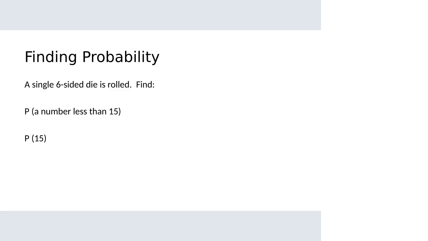A single 6-sided die is rolled. Find the probability of getting a number that is less than 15. I won't do a poll for this. I'm just going to let you tell me, what's the probability of getting a number that's less than 15 when I roll a single 6-sided die? Don't overthink it. Trust yourself.